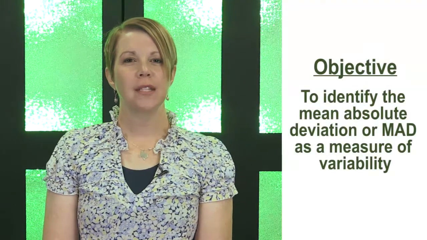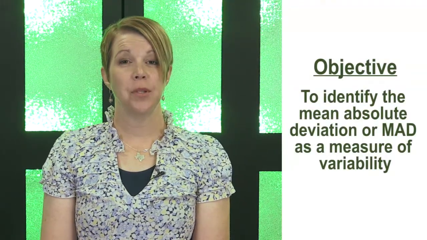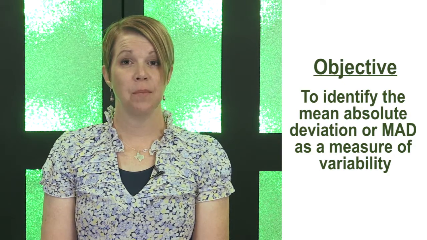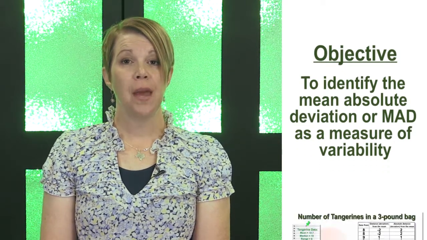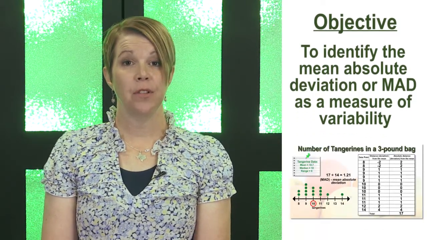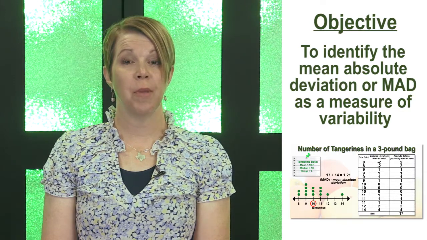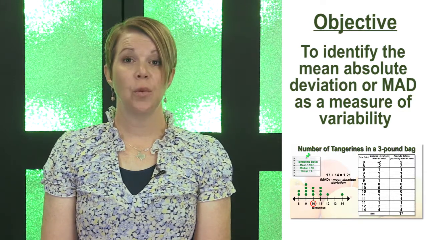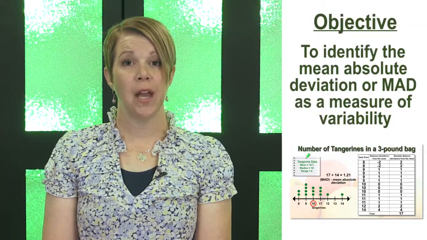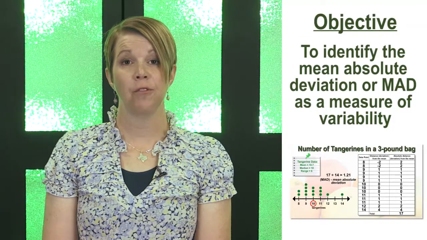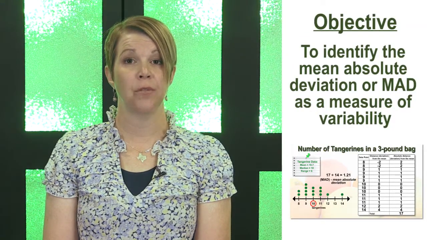The objective for this lesson was to identify the mean absolute deviation, or MAD, as a measure of variability. We met this objective by creating a table to find the distances of the numbers from the mean of 10. Next, we added up all of the numbers and divided by the number of data points we had for the number of tangerines found in a 3-pound bag.